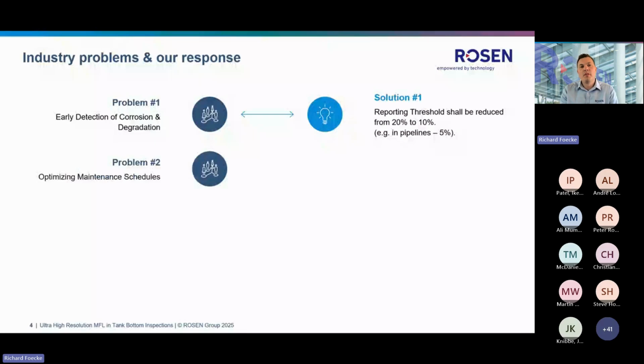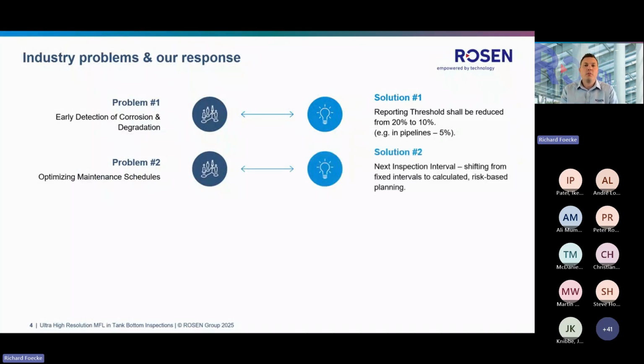The second problem is the optimization of the maintenance schedules. Of course, in maintenance and inspection, there's a lot of effort and also preparation involved: emptying the tank, cleaning the tank, gas freeing, and so on and so forth. So you, of course, want to optimize it. And therefore, we have to shift to a calculated inspection interval rather than a fixed interval. And also the risk-based planning should be taken into account.